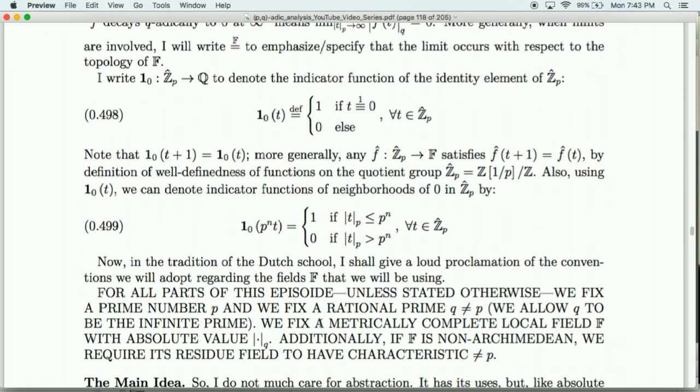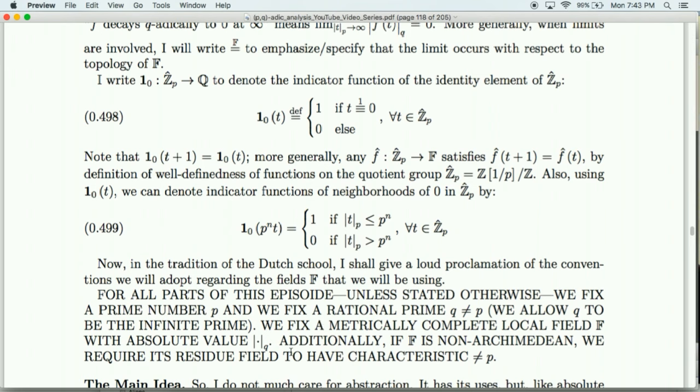Now, in the tradition of the Dutch school, I will give the loud proclamation of the conventions we will adopt regarding the fields that we'll be using. For all parts of this episode, unless stated otherwise, we fix a prime number P and we fix a rational prime Q not equal to P. We allow Q to be the infinite prime, and if you don't know what that means, don't worry about it. We fix a metrically complete local field F with absolute value Q. Additionally, if F is non-Archimedean, we require its residue field to have characteristic not equal to P.